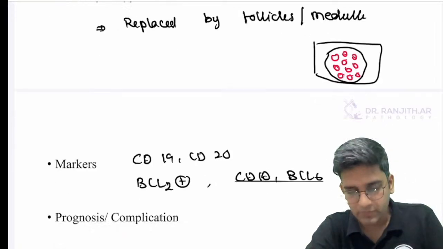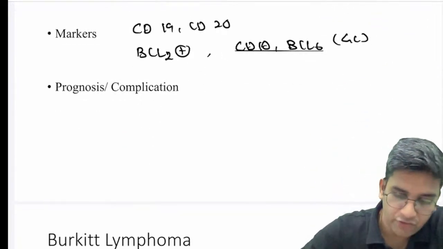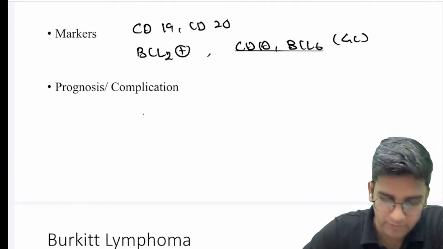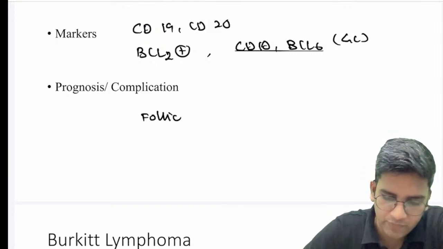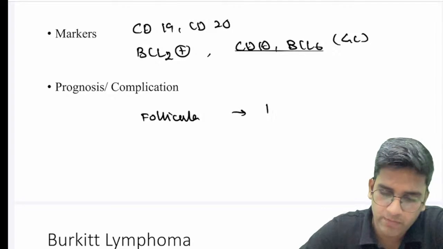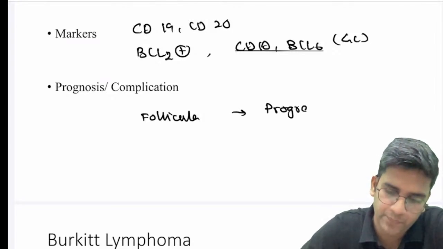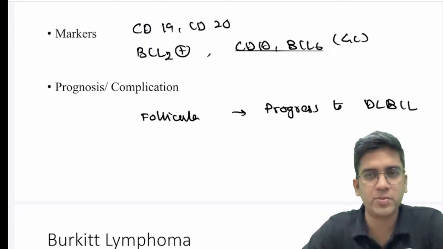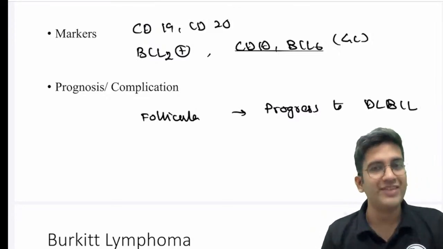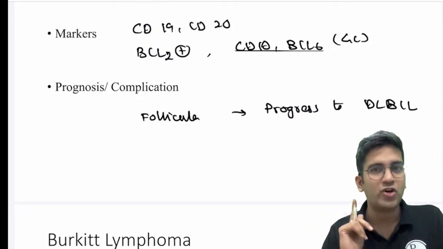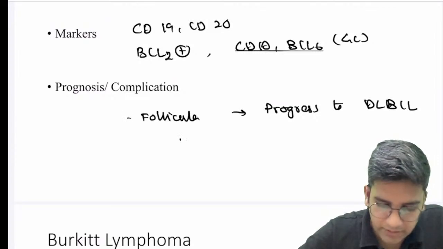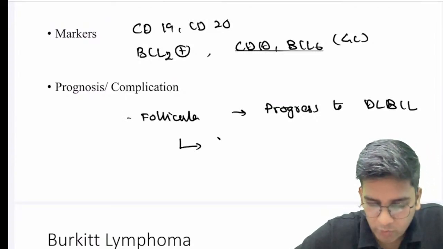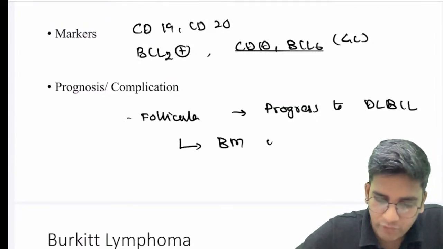Prognosis. Follicular lymphoma is a very, very low grade lymphoma. But follicular lymphoma can also progress to DLBCL. That's one of the complications. If it progresses, I'll have a poor prognosis. Otherwise, follicular lymphoma has a very good prognosis. Because of the indolent nature, follicular lymphoma can also go to bone marrow. Bone marrow involvement is there.